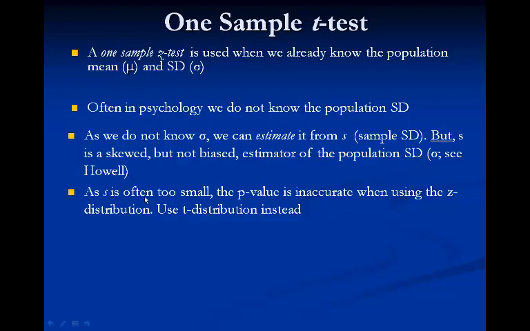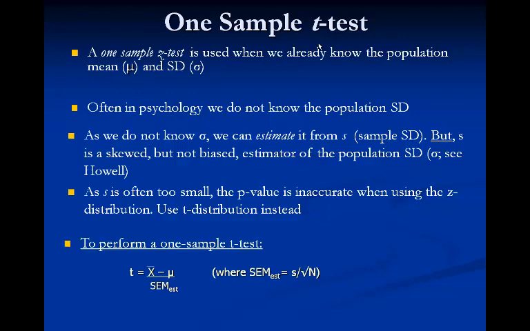In fact, S is often too small, smaller than the true value sigma that we're trying to estimate. So if we did a one sample z-test using S as our estimate of sigma, then it would be inaccurate. So we turn to an alternative statistical distribution, not the normal distribution that applies to the z-test, but the so-called t-distribution, which applies to the t-test. So the construction of the one sample t-test is exactly like the one sample z-test we've already done, but it just uses a different distribution, the t-distribution.